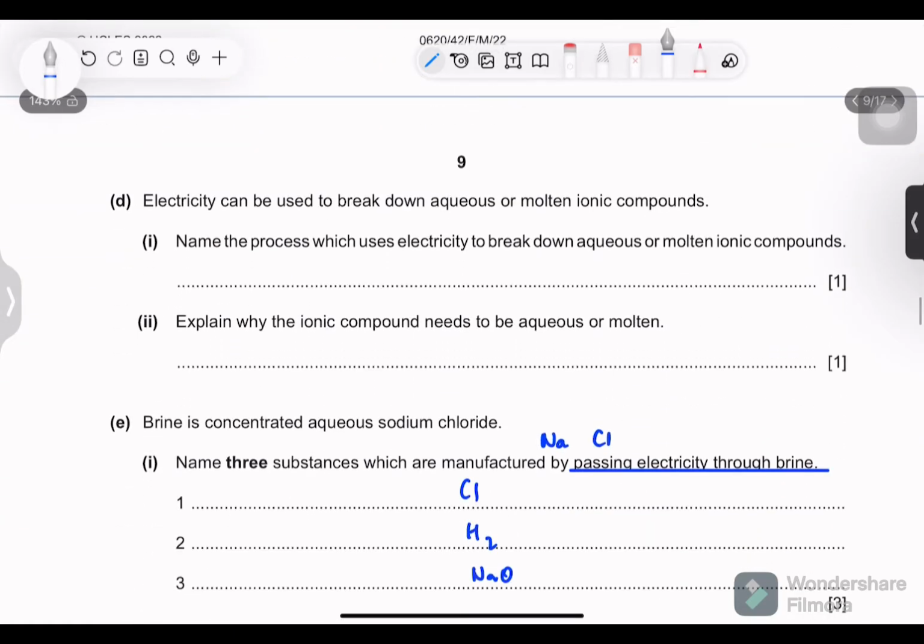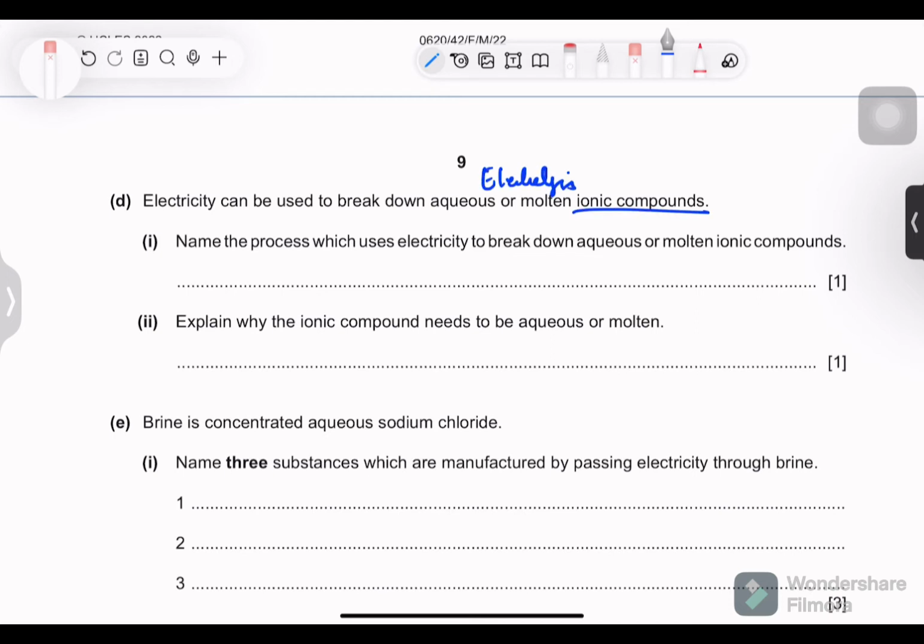Next, electricity can be used to break down aqueous or molten ionic compounds. We know what this is: electrolysis. Name the process which uses electricity to break down aqueous or molten ionic compounds. Explain why the ionic compound needs to be aqueous or molten. Because if it is not aqueous or molten, it won't conduct electricity. And why wouldn't it conduct electricity? Because it won't have mobile ions which can move.